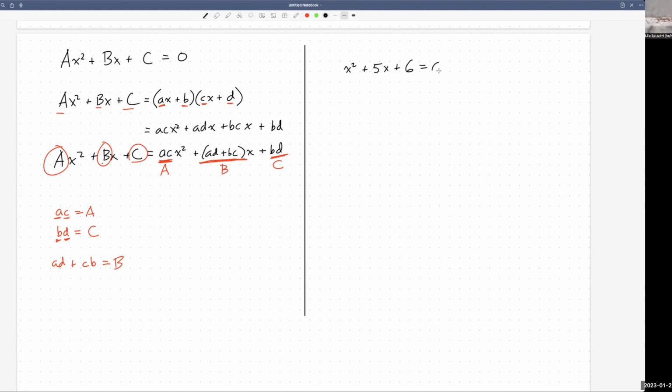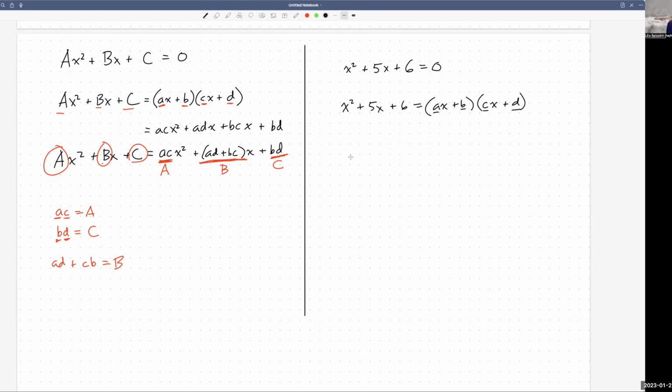x squared plus 5x plus 6 is equal to 0. Okay, we wanted to solve this. So we're going to look to write the expression on the left, x squared plus 5x plus 6, as the product of two linear expressions. Okay, so we're trying to find out what are a, b, c, and d.